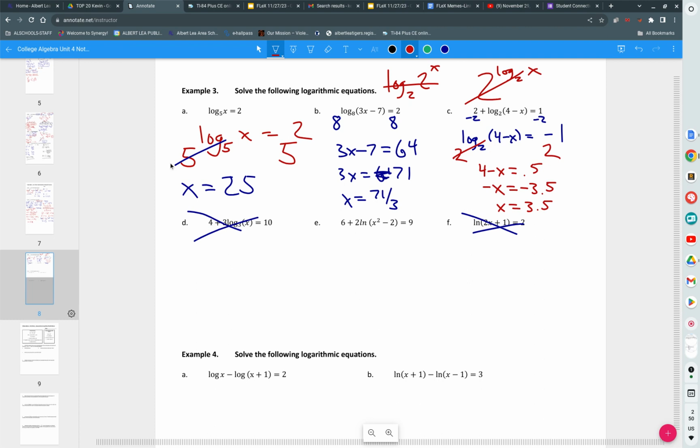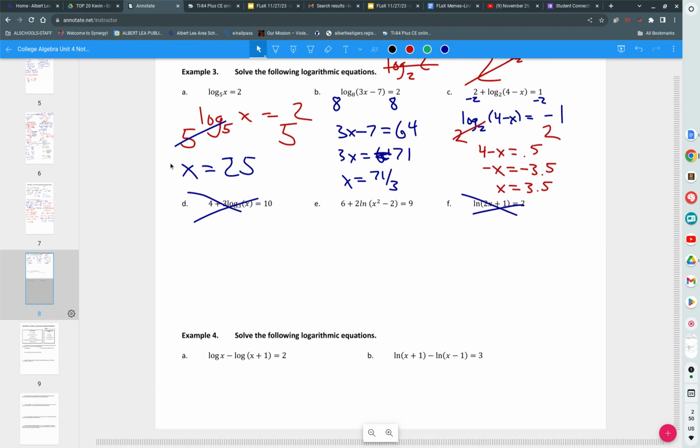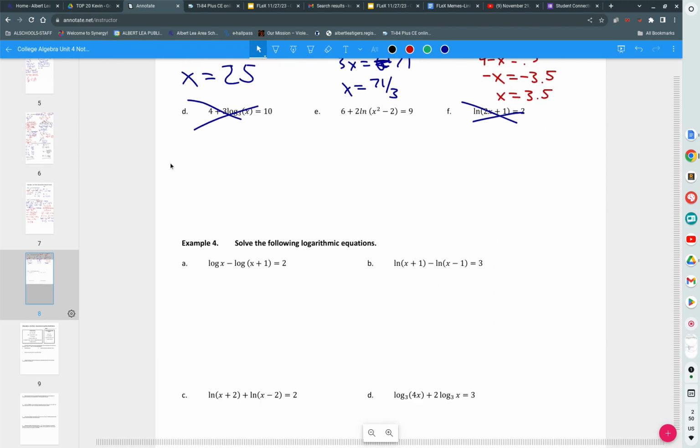What's different about letter E? Natural log. You have a natural log, and we have an x squared. Let's see what happens. What do you want to do first? Subtract 6. Okay, we'll subtract our 6. 2 times the natural log of x squared minus 2 is equal to 3. Now, divide by 2. Natural log of x squared minus 2 is equal to 1.5.